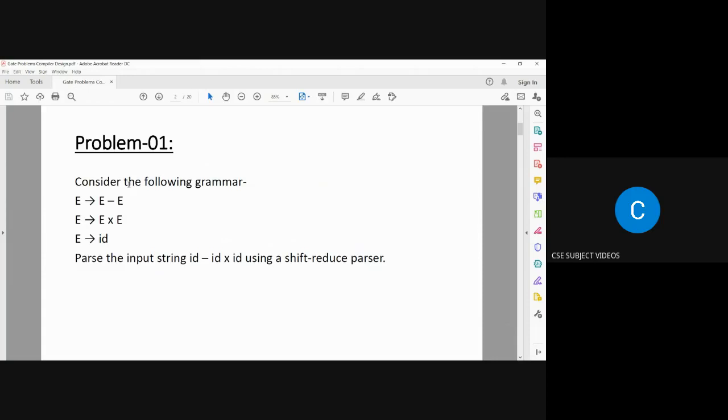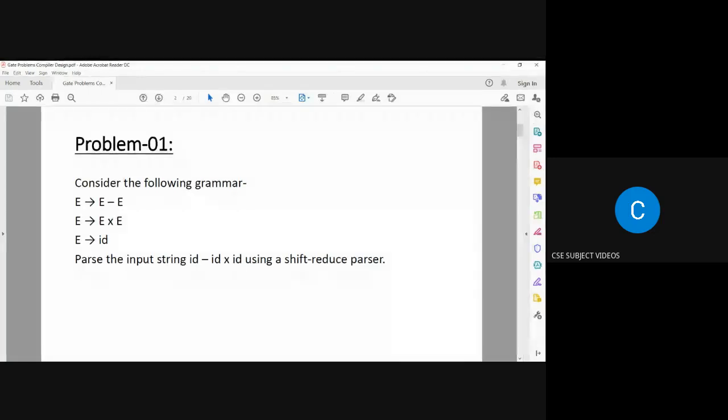Now, parser is that phase of compiler which takes token strings as an input and with the help of existing grammar converts it into the corresponding parse tree. Parser is also known as syntax analyzer. And then we have different types of parsers, top-down parser and then bottom-up parser. Now, shift reduce parsing is bottom-up parsing. Shift reduce parser is a bottom-up parser. Okay, come to our problem.